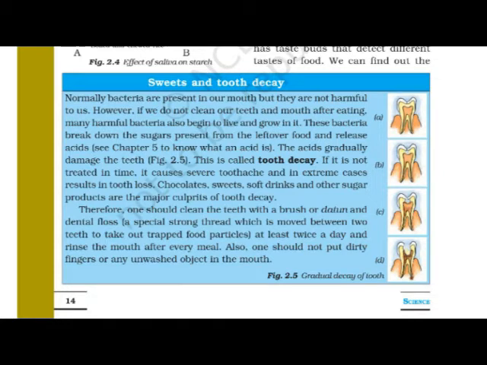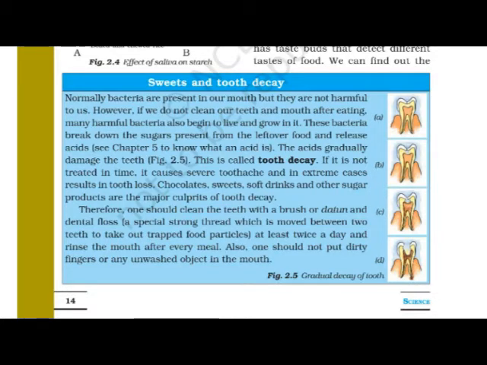These bacteria break down the sugars present in the leftover food and release acids. We know that whenever we eat, very small particles may get stuck in the spaces between the teeth. Whatever leftover food is present in our mouth contains sugar, and that sugar is broken down by the bacteria, which release acids. Now what is an acid? We are going to learn it in chapter number 5. And these acids damage the teeth.